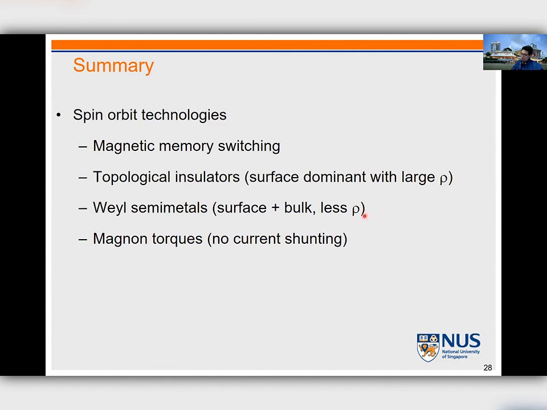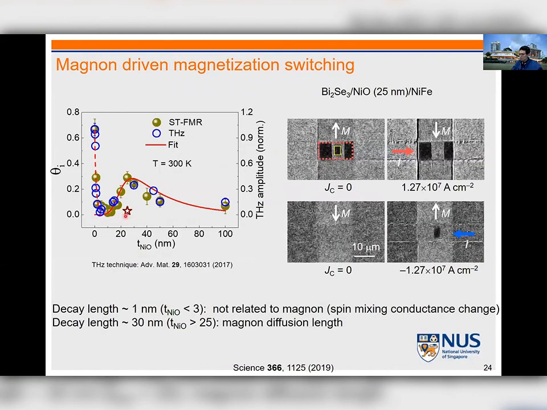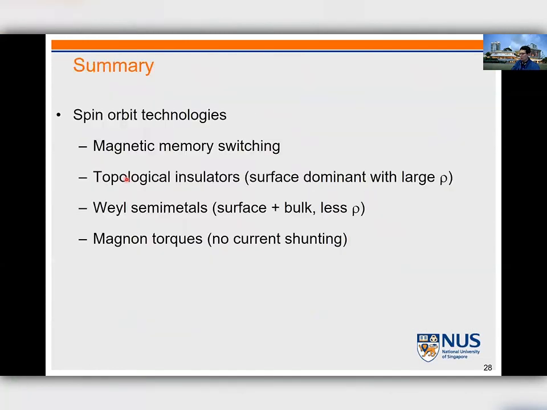But in order to eliminate the current shunting completely, we propose a magnon torque could be one direction. However, in this case, there is still a loss penalty using magnon torque. If you look at zero nickel oxide thickness versus the peak due to the magnon, the efficiency is about half of the zero thickness case. So we still need to think about how to improve this efficiency using magnon, so we can have no penalty using magnon torque.